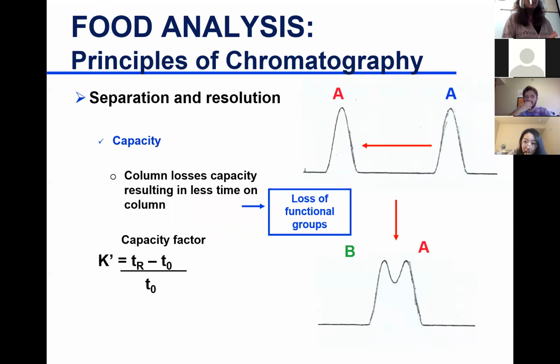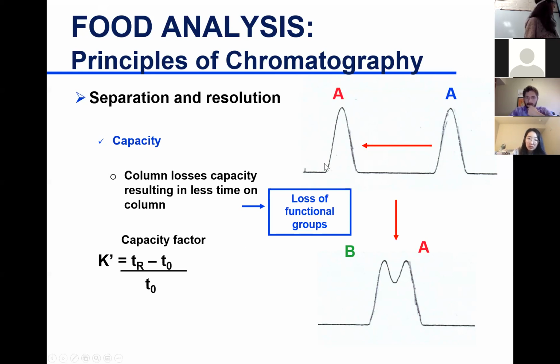Okay, the last one is capacity. This has to do with how many functional groups you have available for your compound. Over time, you lose selectivity. Why? Because as you're running your system and the mobile phase is going through the column and the column is being overused, some of these functional groups are going to be shed off. So over usage, you're going to lose some of the functional groups. And by doing so, you have less interaction with the column. The components don't have as many functional groups to interact with, so they tend to leave early. So your retention time becomes shorter.